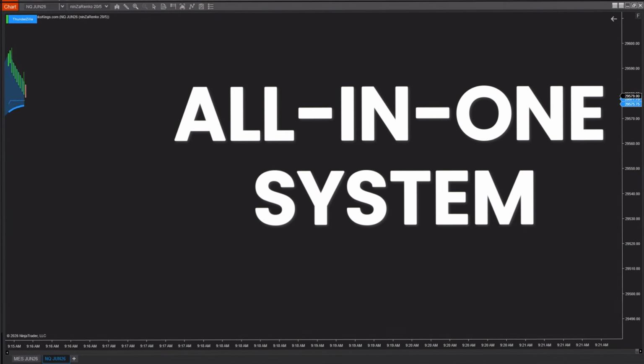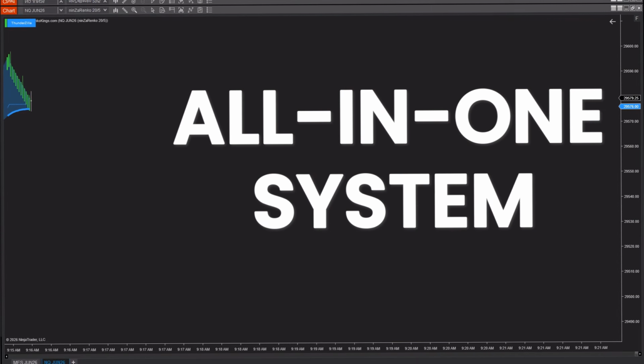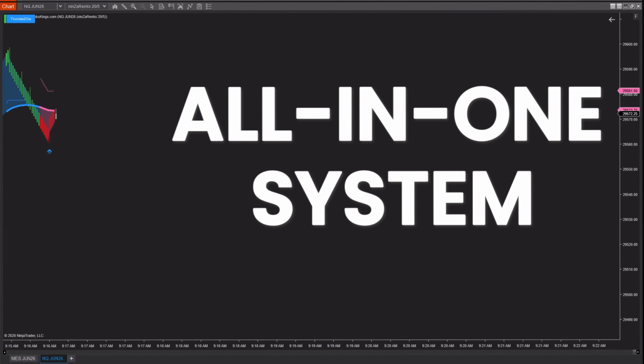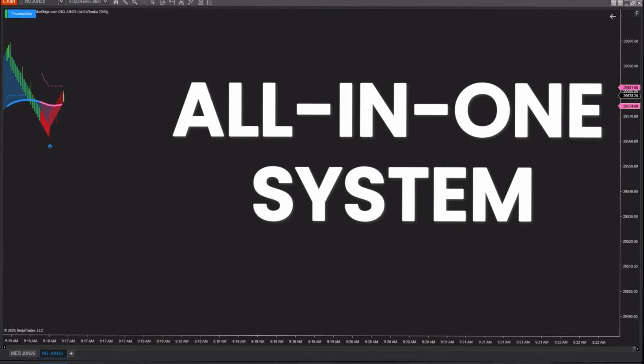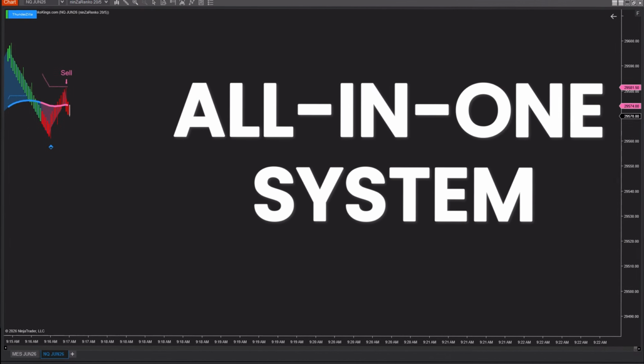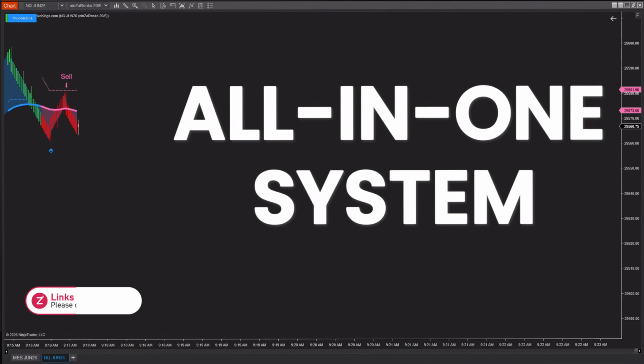Next is ThunderZilla, a complete all-in-one trading system. So why do we call it an all-in-one system? Because throughout its development, we integrated nearly every essential feature a trader needs into a single system.